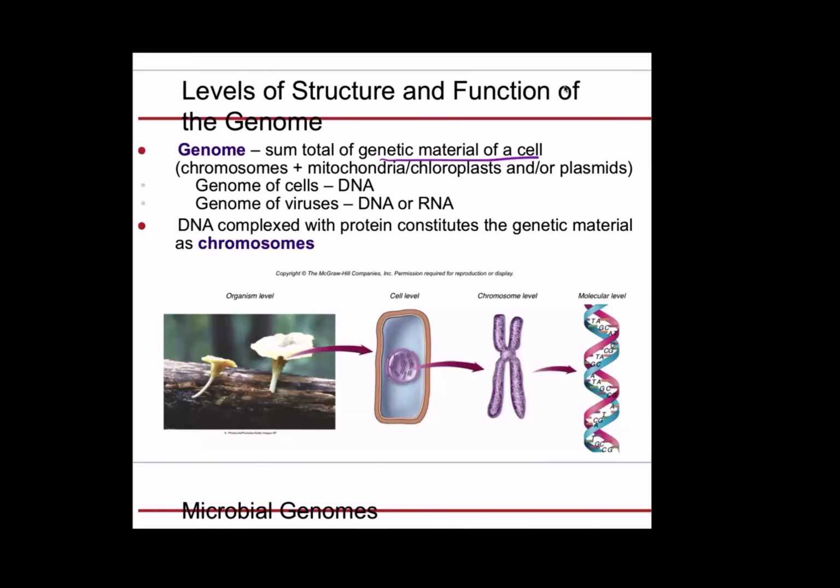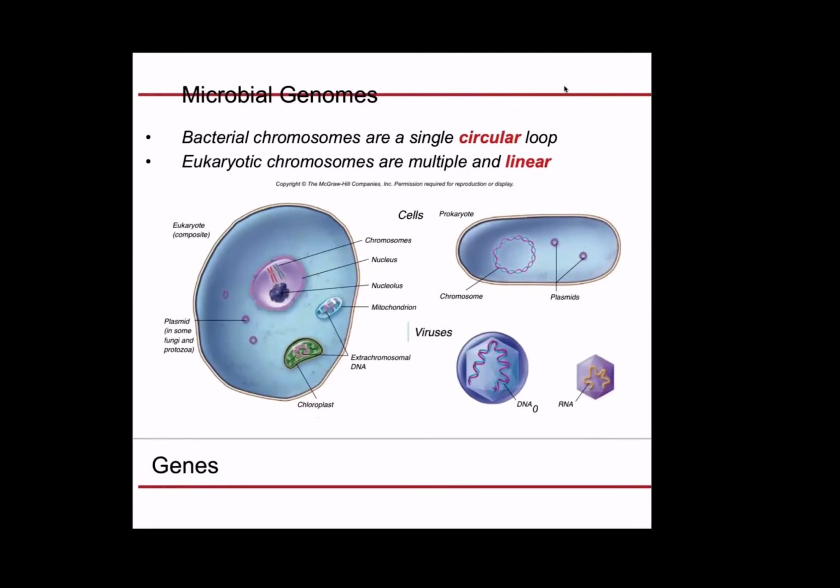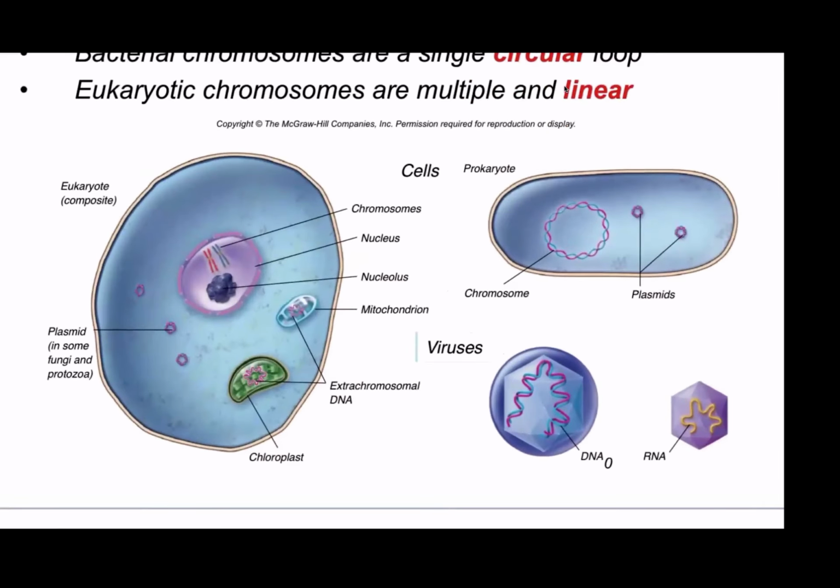What does that mean? It means the sum total of the DNA inside any bacterial or eukaryotic cell. Inside the cell, you're looking for the presence of DNA, whether it's on mitochondria or on a chloroplast in a eukaryotic cell. And we have DNA as chromosomes in the eukaryotic cells. The genome of viruses can be DNA or RNA, because viruses don't have a nucleus or any other organelles.